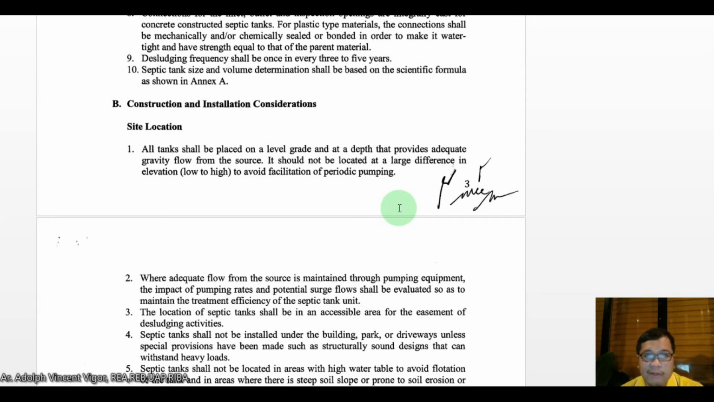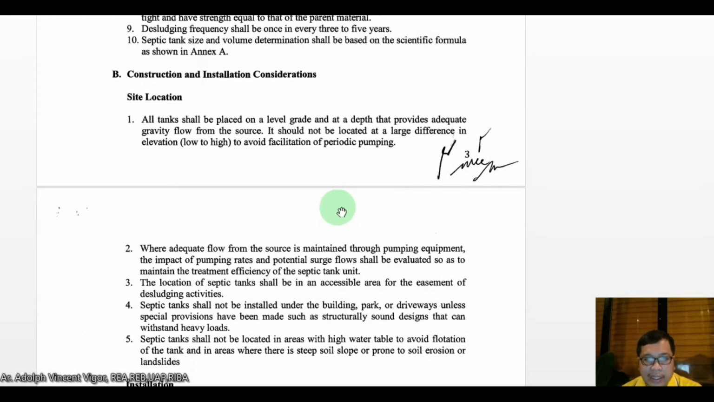All tanks shall be placed on a level grade and at a depth that provides adequate gravity flow from the source. It should not be located at a large difference in elevation, to avoid facilitation of periodic pumping. Where adequate flow from the source is maintained through pumping equipment, the impact of pumping rates and potential surge flows shall be evaluated so as to maintain the treatment efficacy of the septic tank unit. Then the location of the septic tank shall be in an accessible area for ease of dislodging activities.